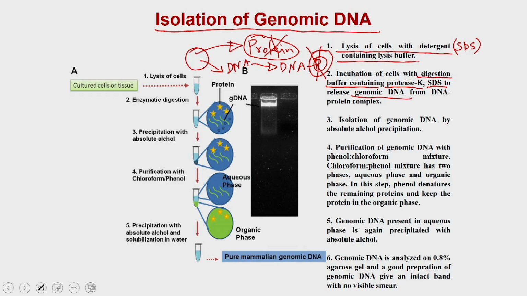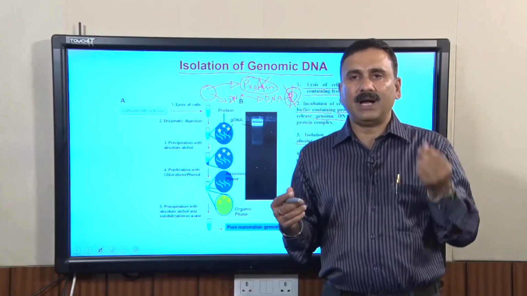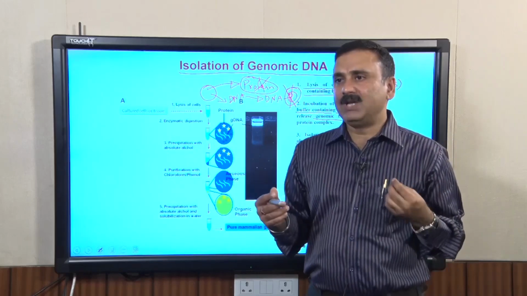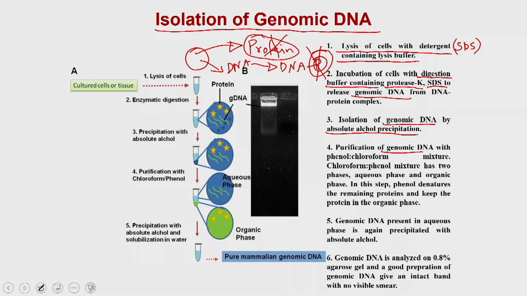Subsequently, once you have the genomic DNA, you will do the alcohol precipitation, and if you add the alcohol to this prep, you are going to get the genomic prep. But what you get is not purified. You have to do several rounds of purification so that you get high quality genomic DNA, and you will do that by mixing the genomic DNA with the phenol chloroform mixture.